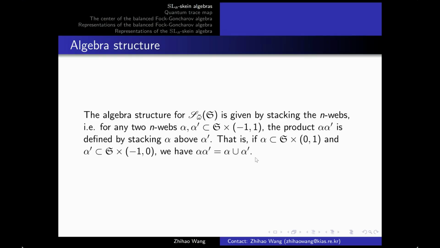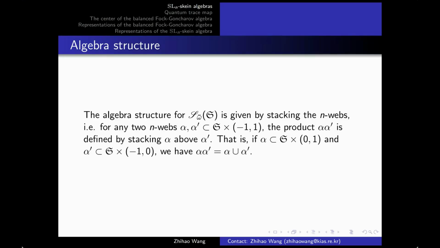So when we take the product, we just push alpha upstairs, and then push alpha prime downstairs, and then we take the disjoint union. This is a well-defined product. And also for the n-webs, we allow the empty web. It just means nothing. It is empty as a set. And you can easily see that the empty web is the identity in this algebra.